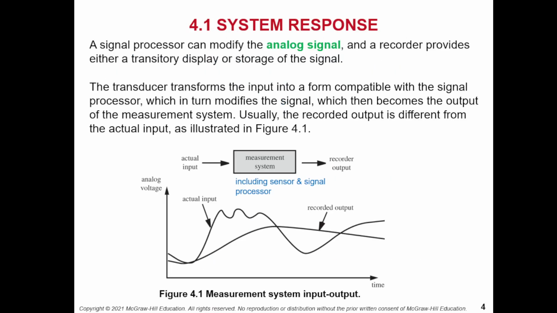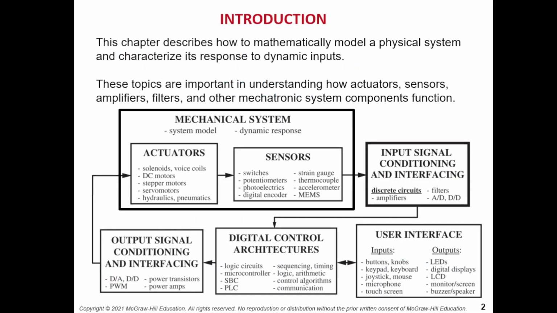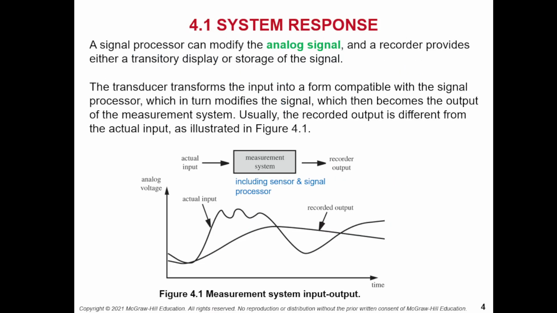Okay, so the block diagram is like this. You need to have your input, right? And the input is coming from your sensor. Then of course the recorder, the measurement system including the filter, including these two parts. Okay, and after that, you can record your signal using this recorder, using this measurement system. Okay, and you can record it.